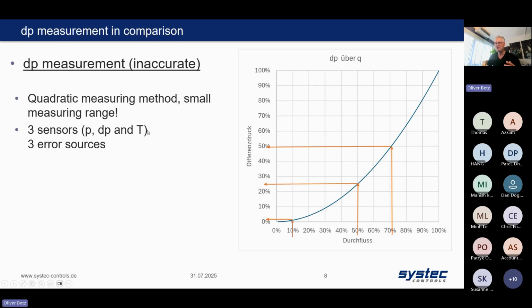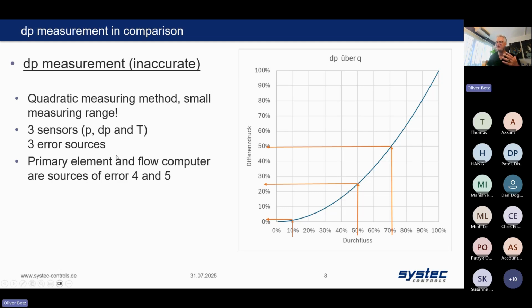The next point is you do not have only one sensor, but usually, at least for compressible fluids, you have 3 sensors, which are sources of error and which come into the calculation of the accuracy. And beside the primary elements, so you have 3 sensors with an uncertainty, you have the primary element with an uncertainty, and the flow computer with an uncertainty. So in total, you have 5 physical sizes or 5 sensors which have their uncertainty and come in the total error calculation. So dP measurement is inaccurate.